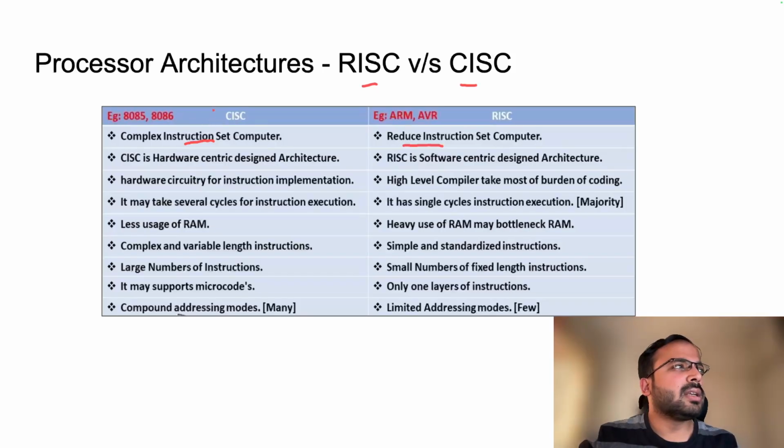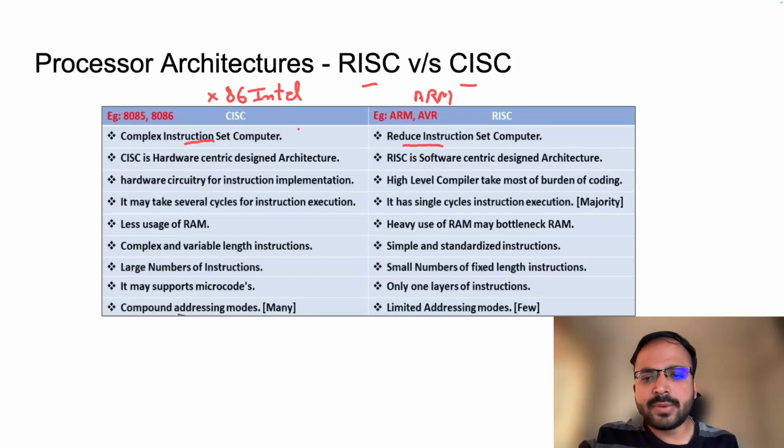Common examples I will give you: the x86 architecture from Intel is a very common example of CISC architecture, and ARM architectures, Advanced RISC Machines is a company, their chips are basically RISC-based architectures. As we said, the basic difference is that there will be more instructions in CISC as compared to RISC.